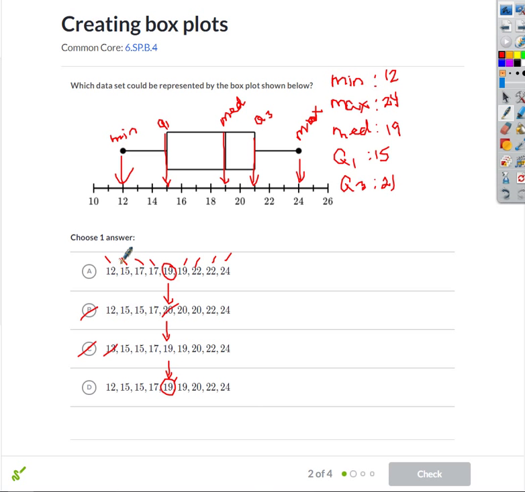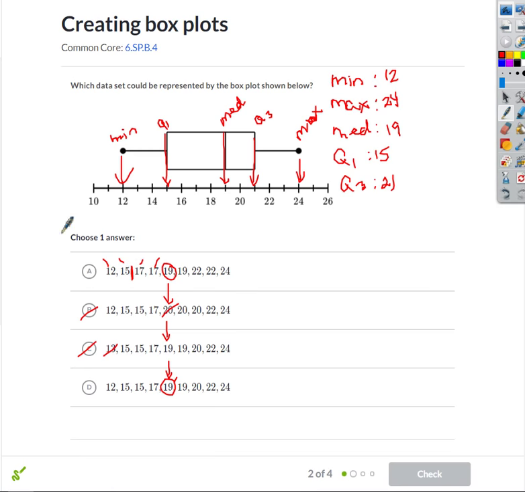So Q1 is supposed to be 15. So let's see, if we start on the left side and we take the data on the left of the median, the data lower than the median, if I say 12 and 17, 15 and 17, the median should be right in between 15 and 17, which would then be 16.